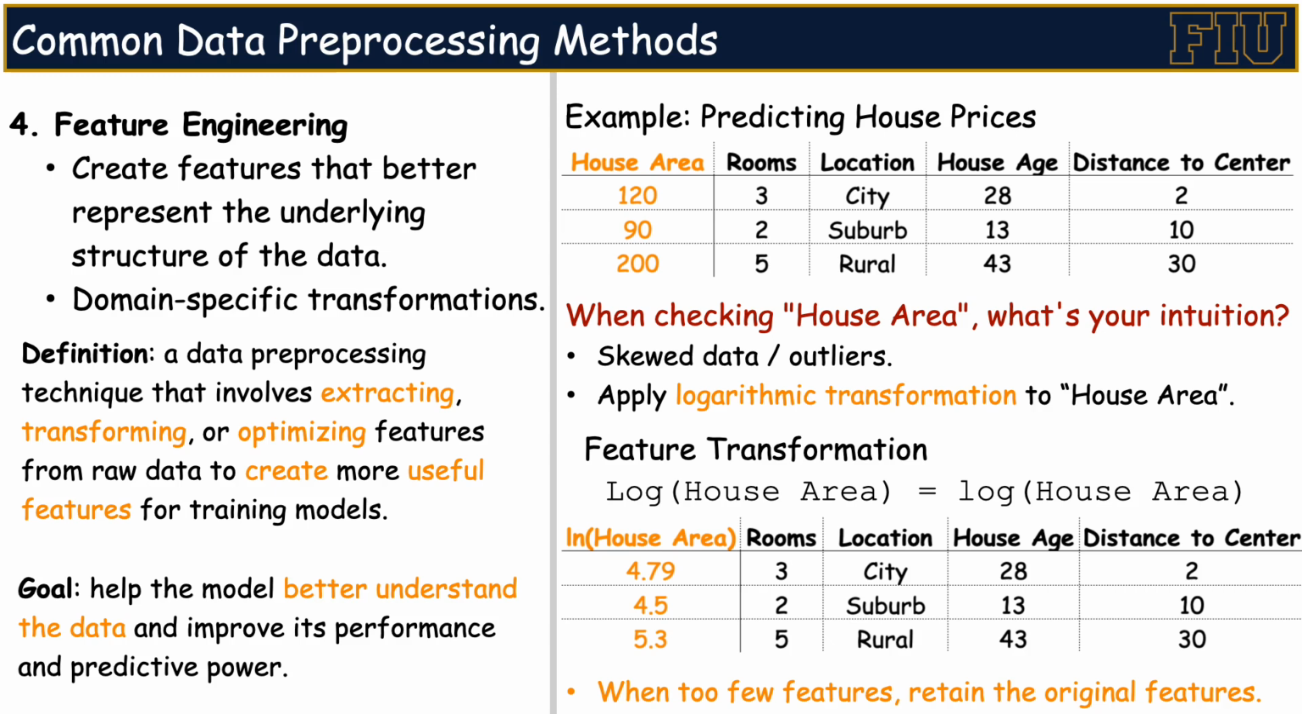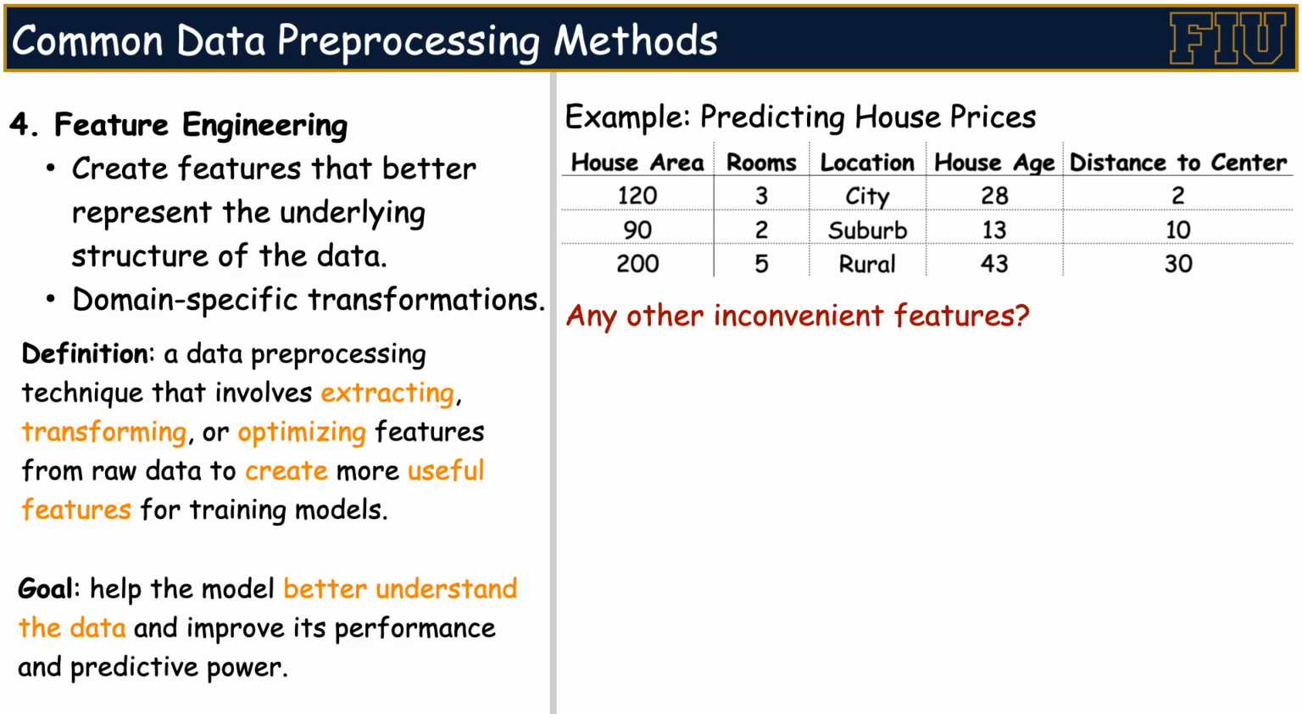However, if the task requires us to retain the actual numerical values, such as predicting people's heights in a specific region, we should use the raw height data to train the machine. Let's continue examining this dataset. Do you notice any other inconvenient features? For example, are there any types of data that might be difficult for a machine to handle?